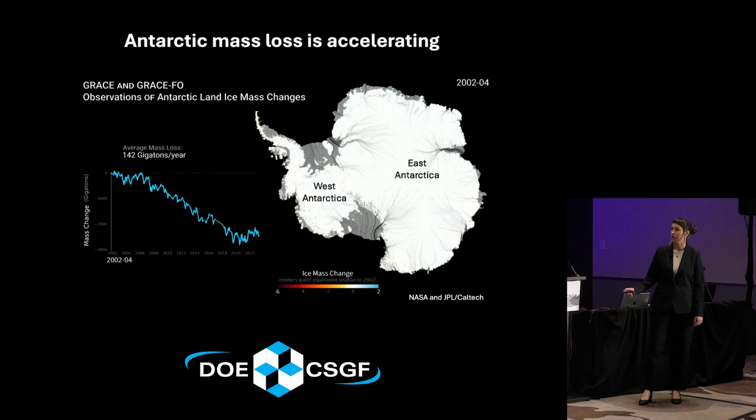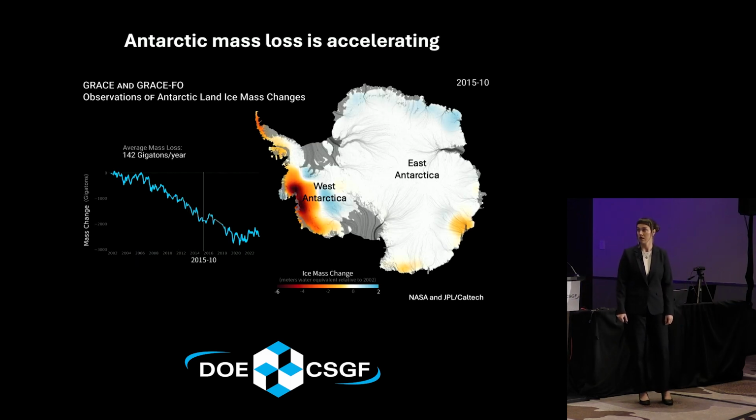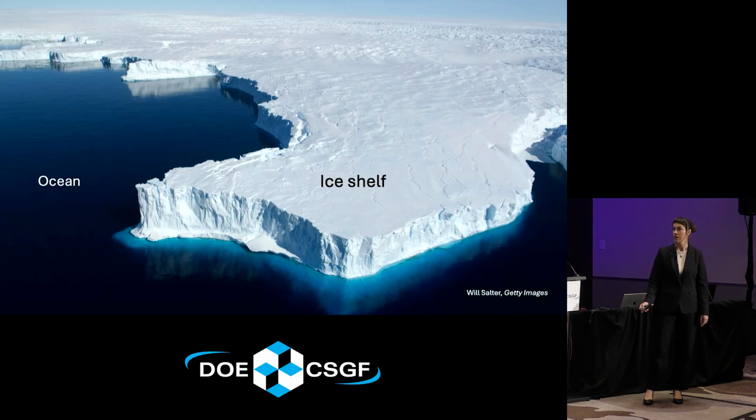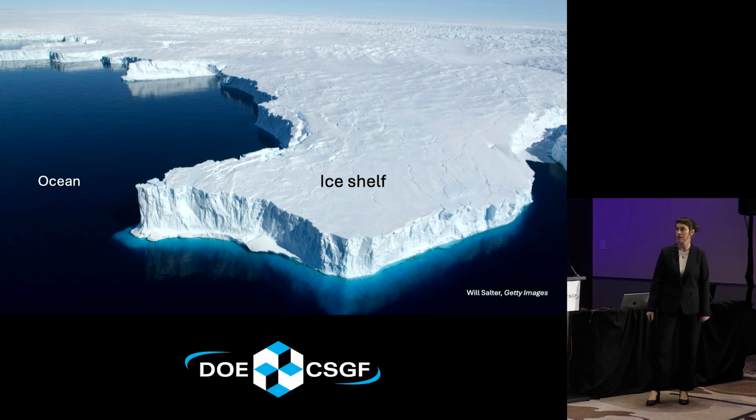Most of the mass loss is happening here in West Antarctica, and in this region, ice is sitting on bedrock that is below sea level. And so as the ice flows out, it flows out into the ocean and it floats on top of the sea. And so what we call these are ice shelves. And these ice shelves are critical to the control of mass loss, specifically because they are melting from underneath.